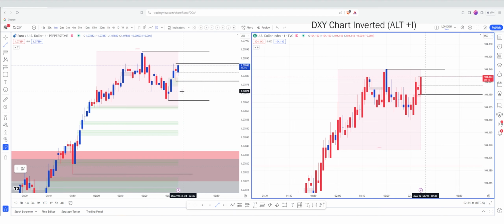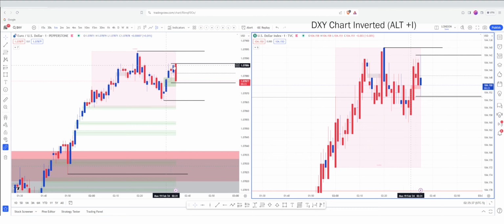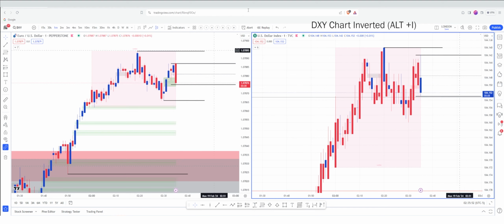Oh, here we go. Dixie's going. So we had SMT there. Unable to break the high on the Euro. We did pin the high on the Dixie. Inversion fair value gaps on both. We can get a closure through. And this would be a short trade, expecting at least low hanging fruit to get ran.